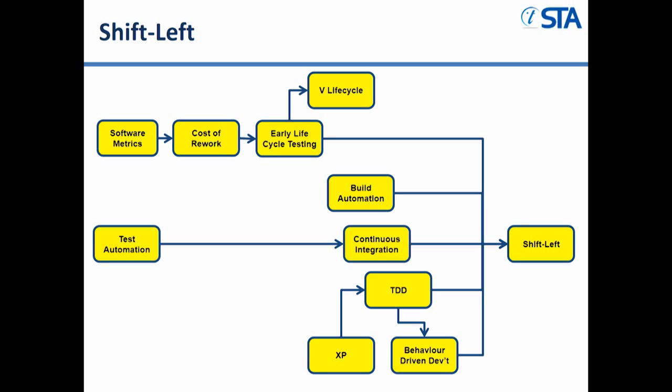And what you can see here is that if we put build automation in, if the build fails, then we know we've got a bug. If we've got continuous integration, then we know we've got an integration bug, and we will find it automatically as soon as we do our unit and integration tests. And down here we can see we can use test-driven development and behavior-driven development to actually drive the testing ahead of the development.